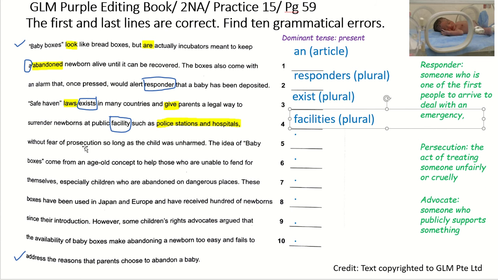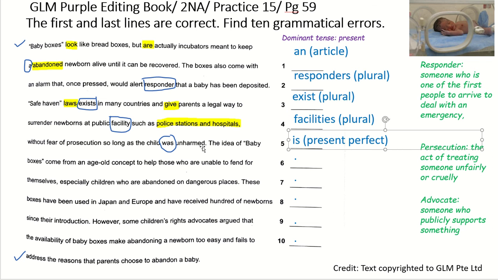Without fear of persecution. So persecution means the act of treating someone unfairly or cruelly, as long as the child was unharmed. Okay, this is definitely wrong. Okay, "was" is wrong because we are trying to describe the current situation here. So the baby is unharmed. Okay, so it should be present tense here.